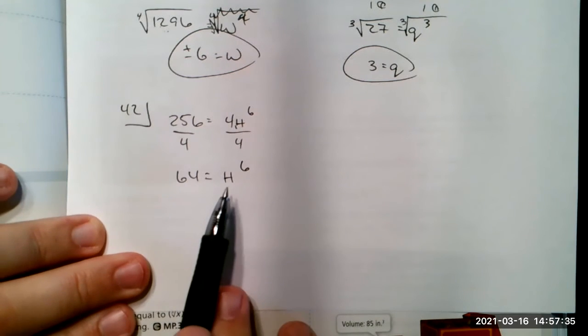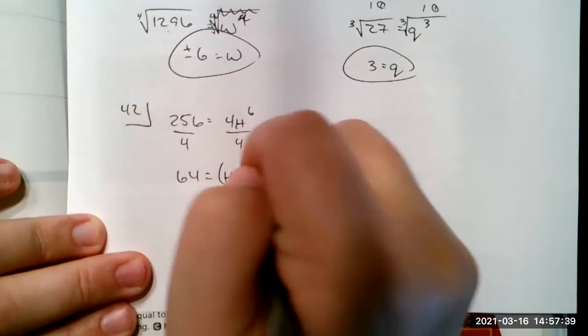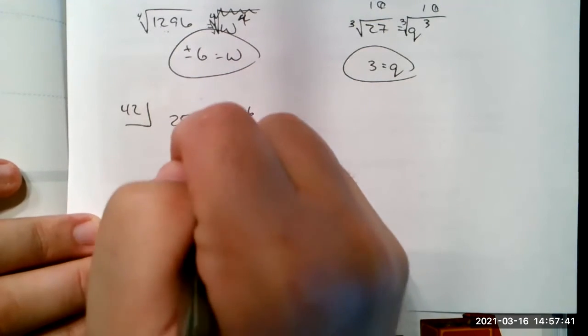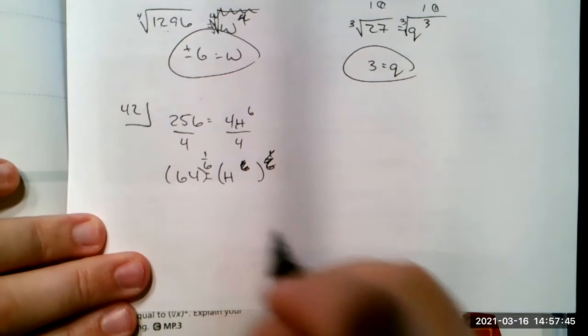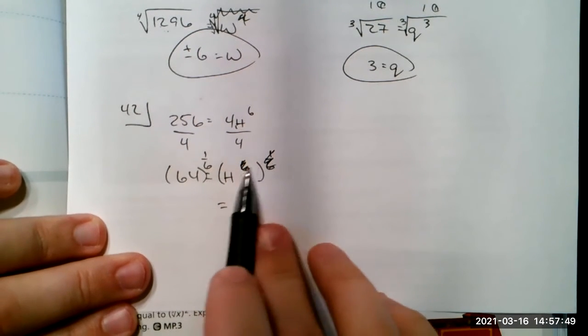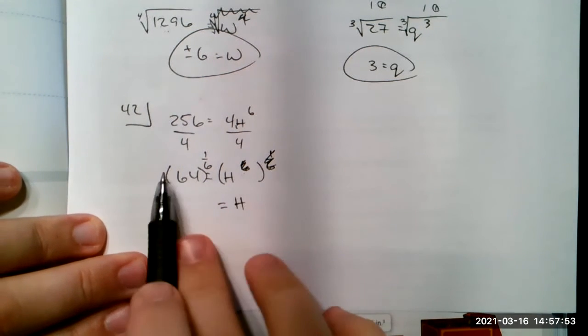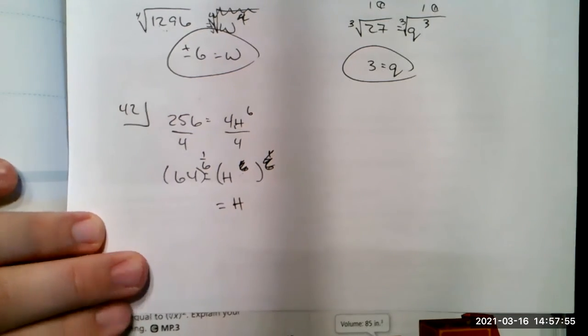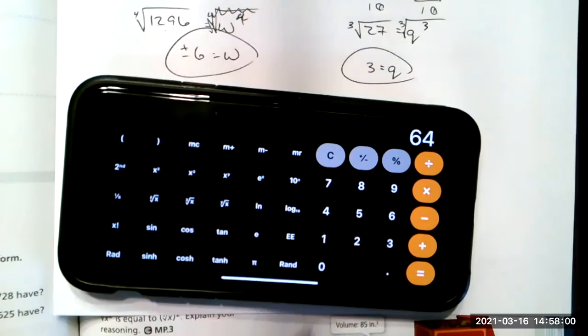And just like I did before, I would take the 6th root of both sides. You could also raise both sides to the 1/6 power. Doesn't matter. It's the exact same thing. The 6th and the 1/6 just undo each other when you multiply them. 6 times 1/6 is 6/6, which is 1, so I'm left with just h. And then 64 to the 1/6 is the same thing as the 6th root of 64. So that's what I'll do, which is 2.